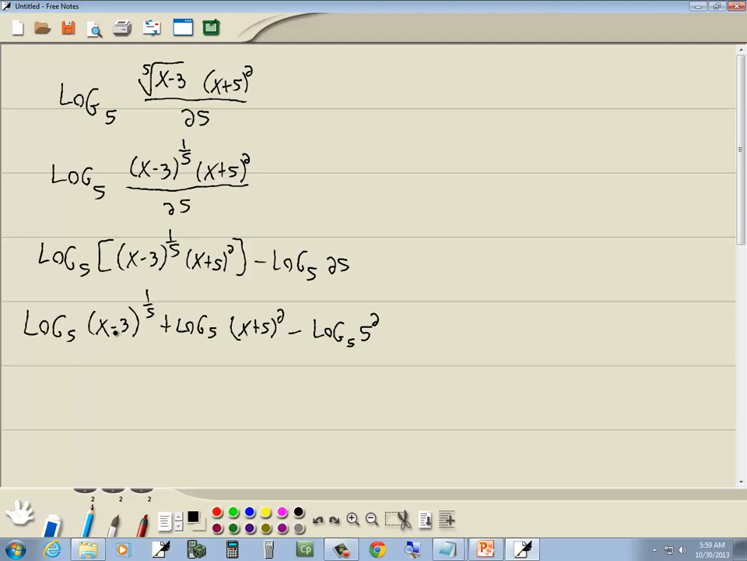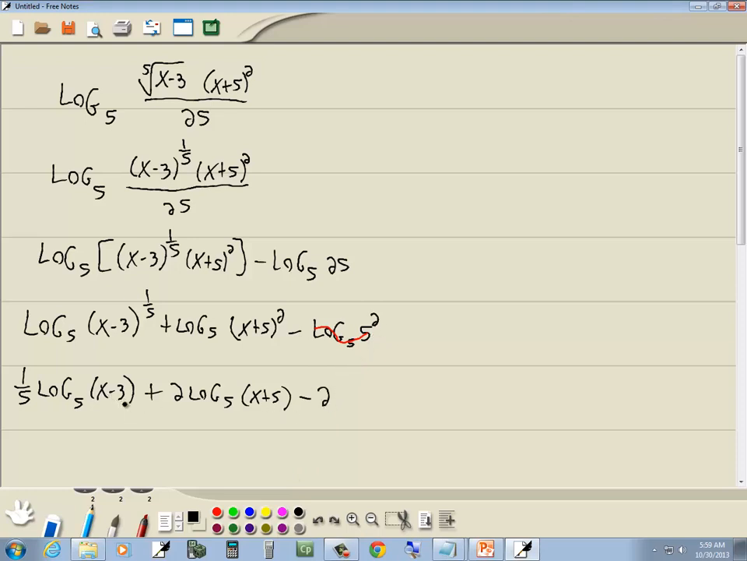Now back here, this first log has a power. You put the power out in front. So that becomes 1/5 log of (x minus 3), plus, take this power, put it out in front, 2 log of (x plus 5). Now over here, remember, if these numbers match, these 5s now match, so the log and the 5 are going to cancel. It's one of our properties. We've got the minus out in front, and then we're left with the 2.